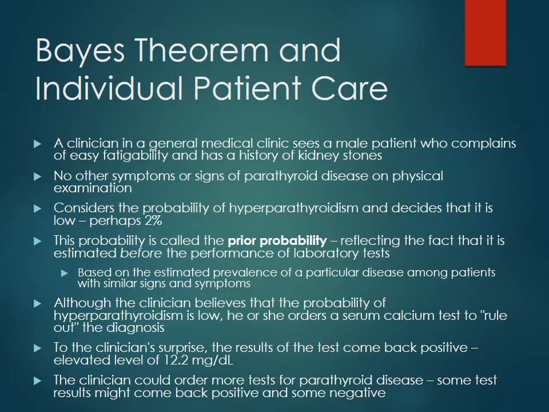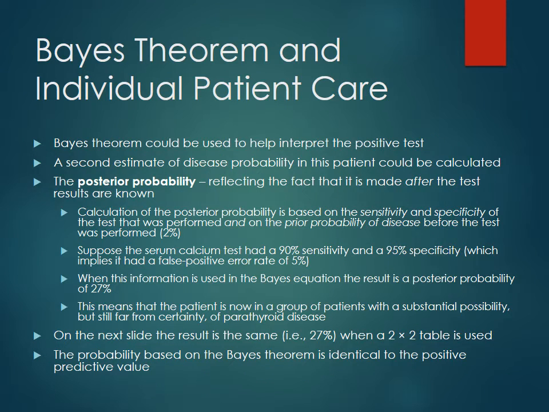Okay, so again, to the clinician's surprise, you end up with a calcium level that comes back at 12.2 milligrams per deciliter. So is it high, low, normal? Yep, sounds high. At that point, the clinician could order more tests for parathyroid disease. Some tests might come back positive, some might come back negative. So how can we use this positive test result to get a better idea of the probability that this guy actually has the disease? Bayes' theorem can help us interpret this positive test result. It gives you a better way to interpret it rather than just going off the hip and ordering a bunch of tests afterwards.